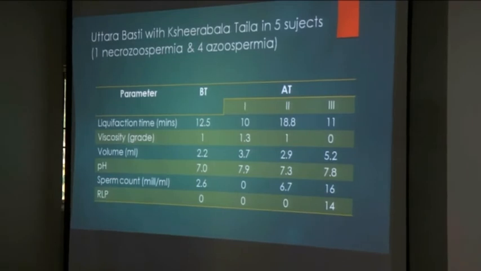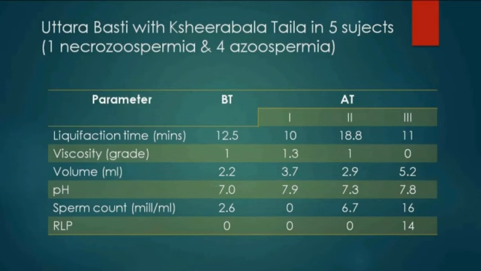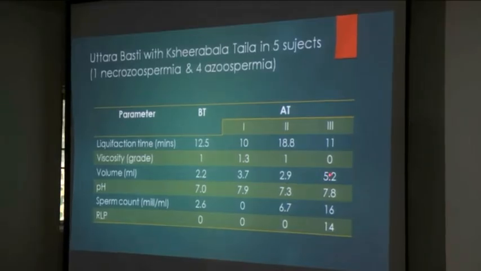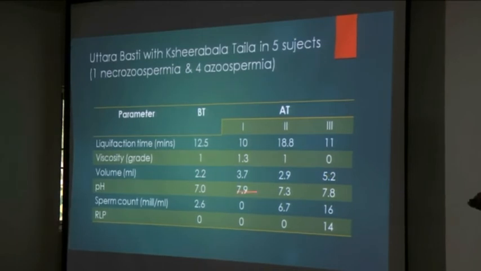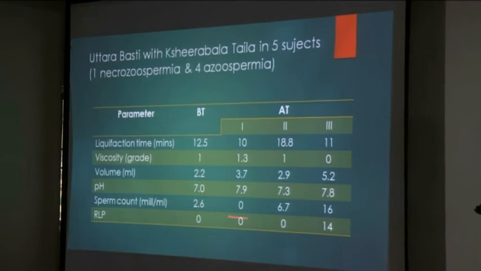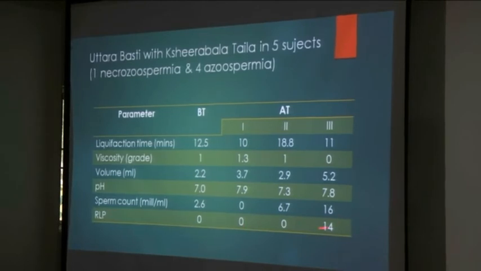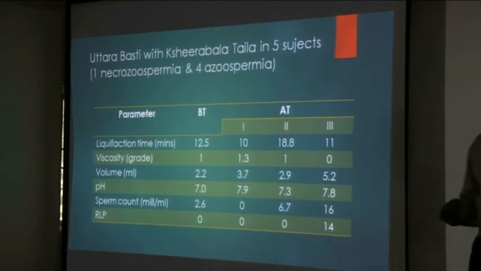I treated 5 cases of azoospermia: 1 necrozoospermia and 4 azoospermic cases. Liquefaction time and viscosity showed not much change. Volume improved more than double by the third sitting, and pH remained normal. Sperm count was 2.6 and rose to 16 million by the end of the third sitting. Motility was 0 and we got 14% motility at the third sitting.